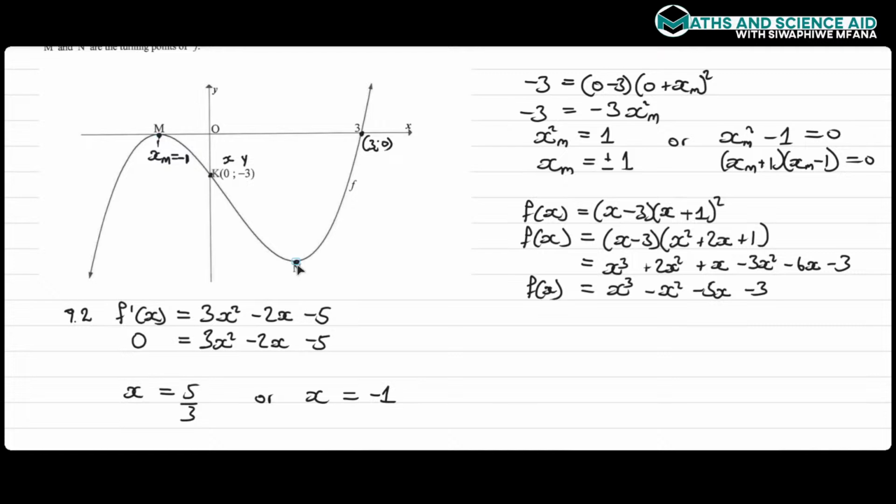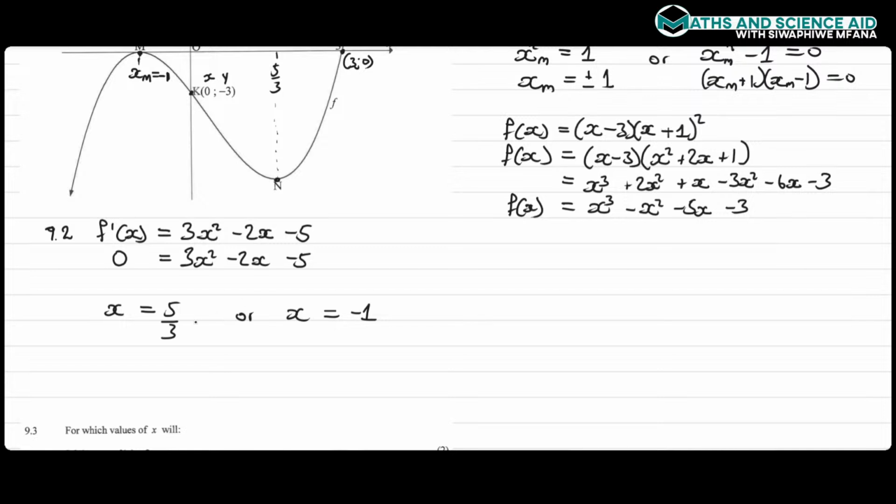And now for n, as we can see, we would expect this to be positive. So the x value of the turning point of n is 5 over 3. Now we just need to work out the corresponding y value. So in order to find that, obviously, we need to sub in 5 over 3 into the original equation. So 5 over 3 cubed minus 5 over 3 squared minus 5 into 5 over 3 minus 3.